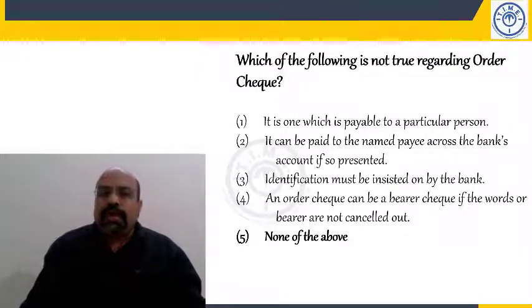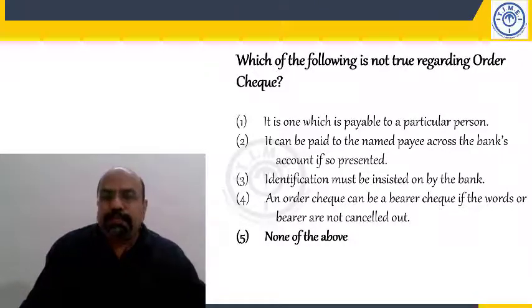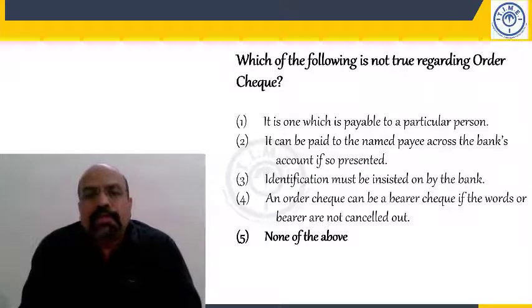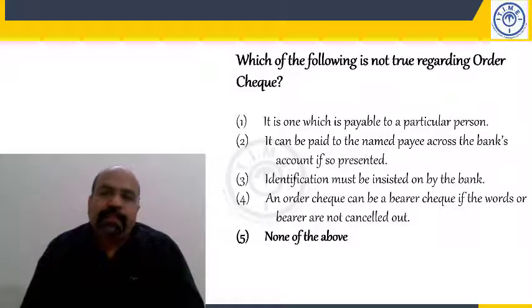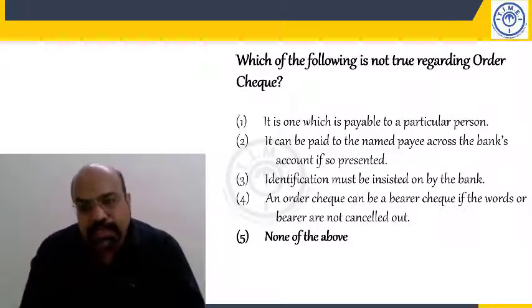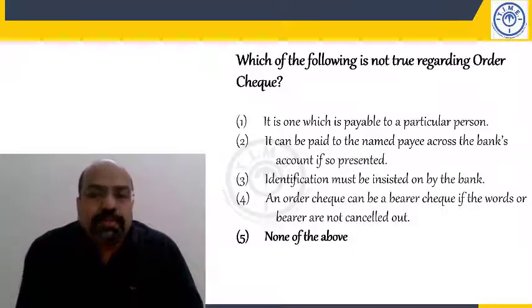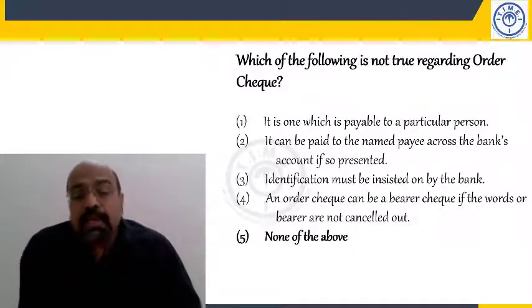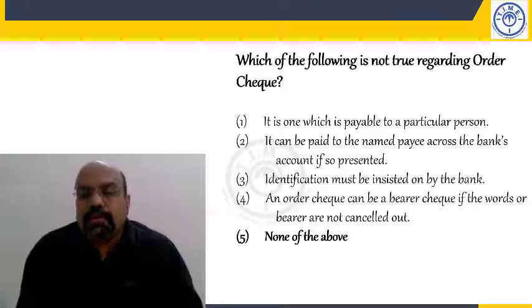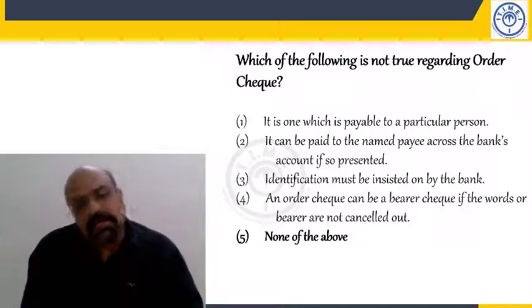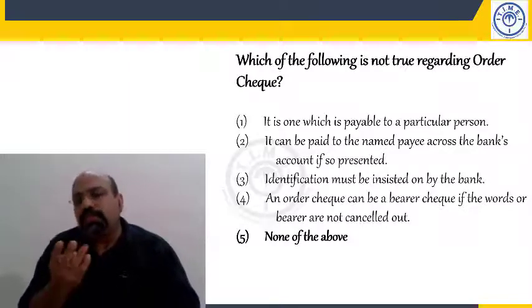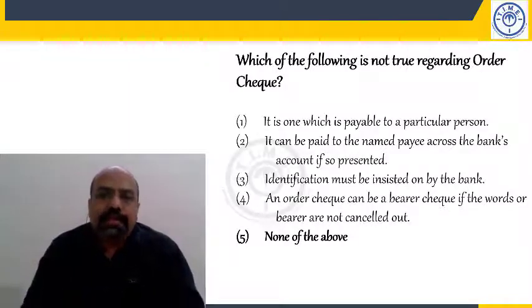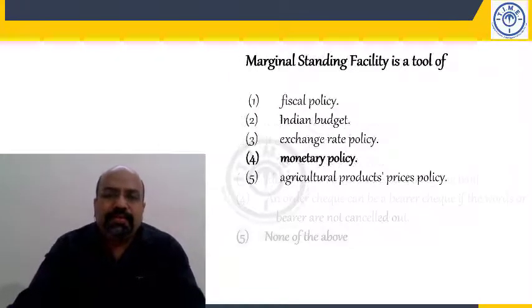Which of the following is not true regarding order check? I think the answer is very simple. Which of the following is not true regarding order check? This one which is payable to a particular person. Yes. It can be paid to the named payee across the bank's account if so presented. Yes. Identification must be insisted on by the bank. Yes. An order check can be a bearer check if the words or bearer are not cancelled out. Yes. So which is not true? None of them. All of them are true, my friends. It's a double negative question. So choice 5. Sabir is right. There's nothing to discuss there.